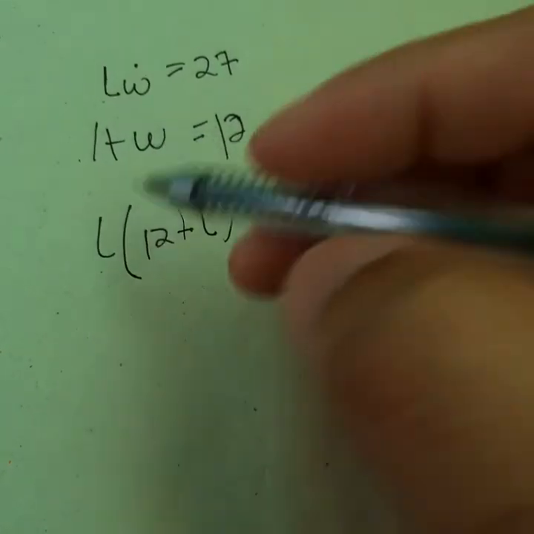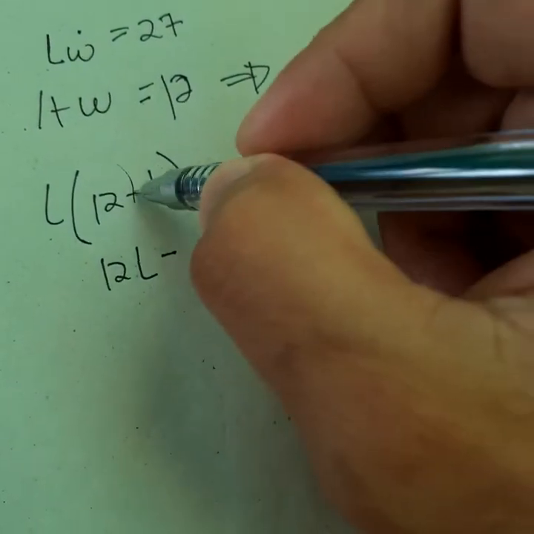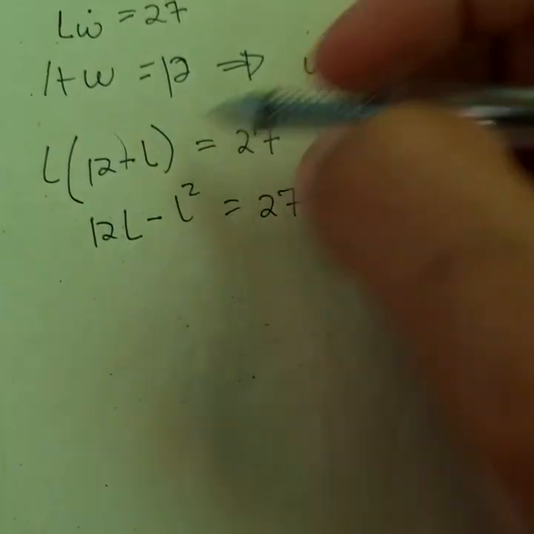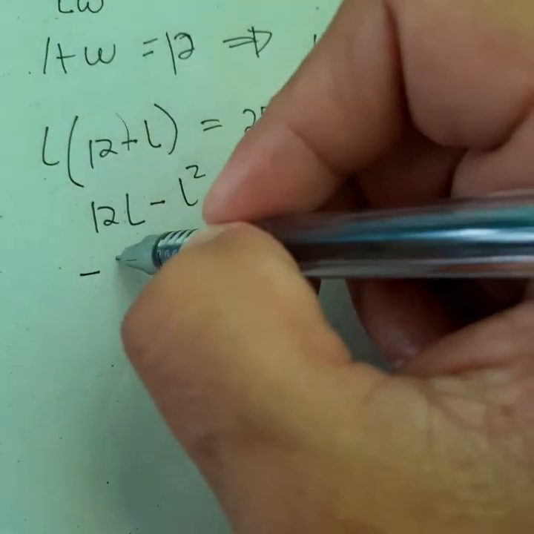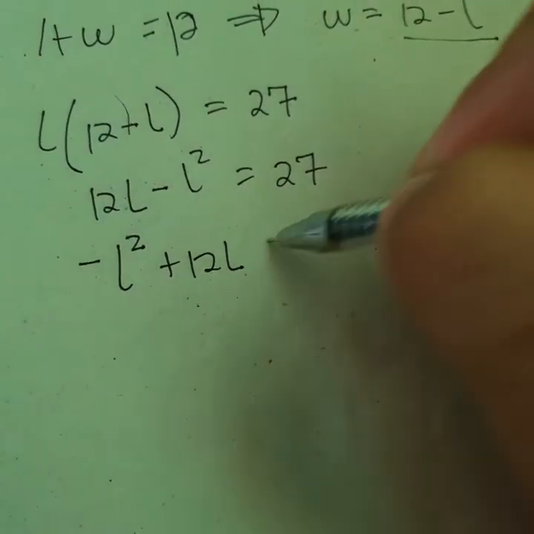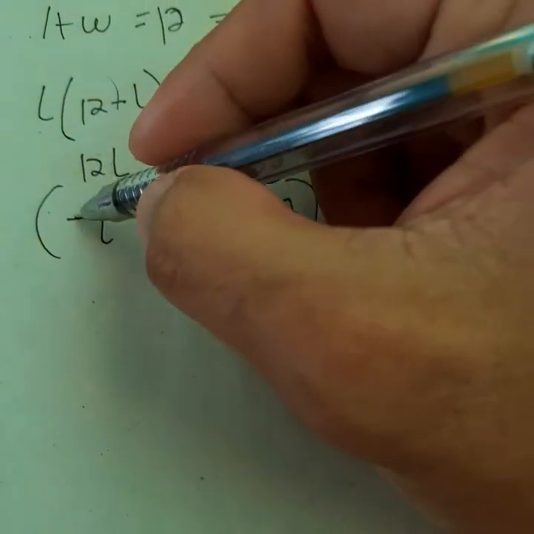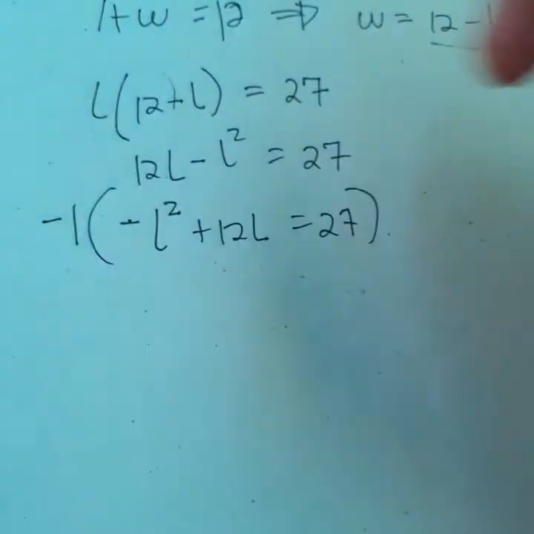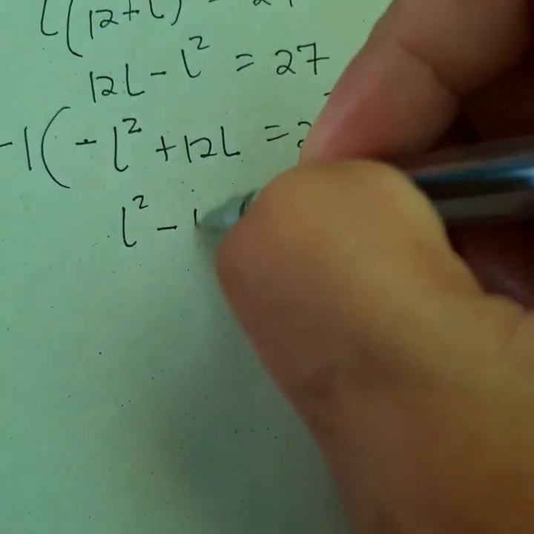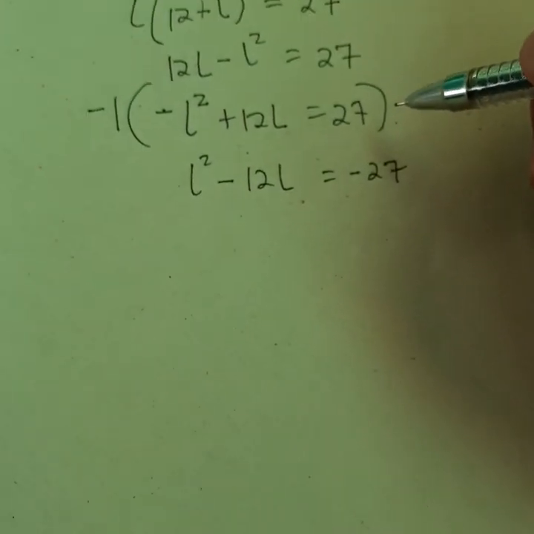Distribute, L times 12 is 12L. L times L is negative L squared is equal to 27. Next, simplify this one, negative L squared, like I said earlier, plus 12L is equal to 27. To make this one positive, we multiply by negative 1. So this one will become L squared minus 12L is equal to negative 27.